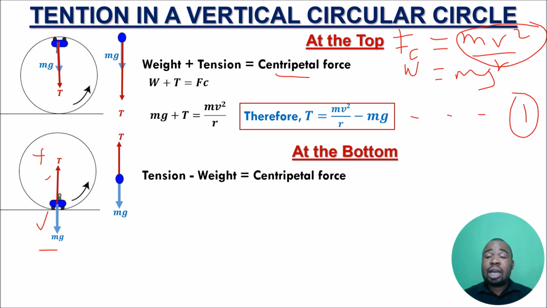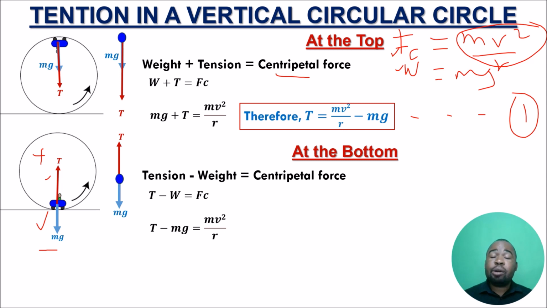If two vectors are acting in opposite directions, one should be positive, then the other negative. Using the same expression for Fc and weight, we are going to have tension T minus weight W is equal to F subscript C, for centripetal force. Substituting, we know that W is mg, and we know that Fc is mv squared divided by r.